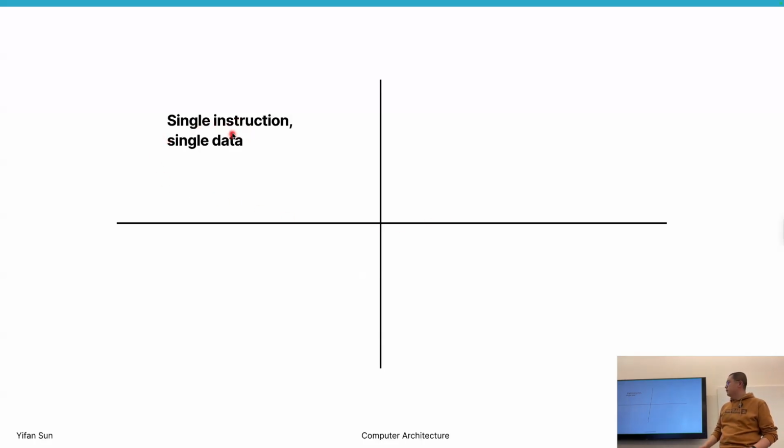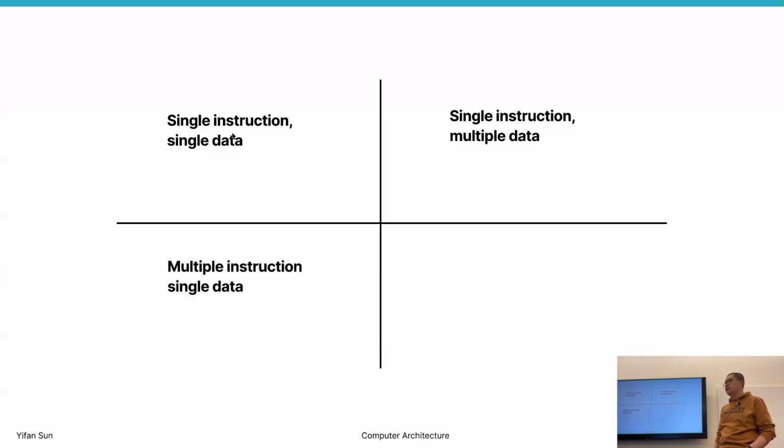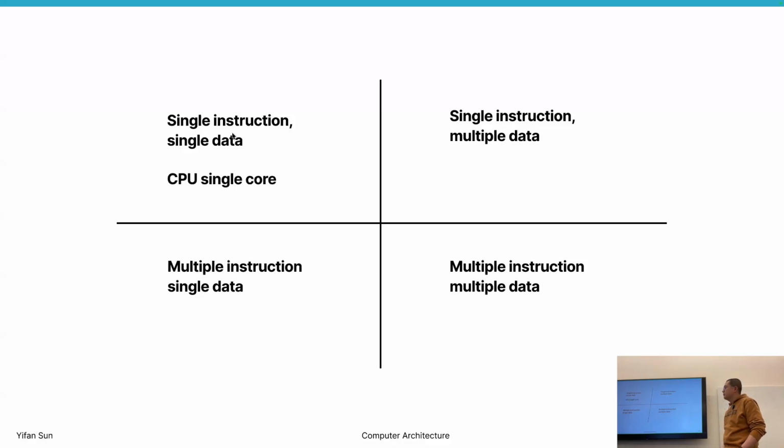The simplest type of hardware is single instruction, single data. Now, if we fill this coordinates or classification, we have single instruction, multiple data. On the other side, we have multiple instruction, single data. And finally, we have multiple instruction, multiple data. What does that mean? So let's see examples.